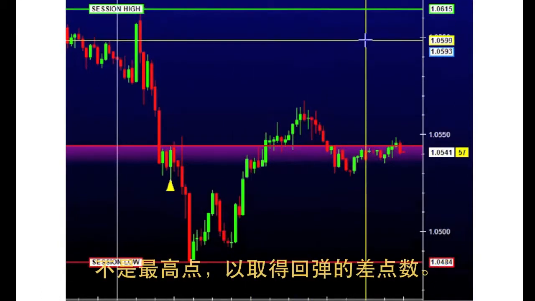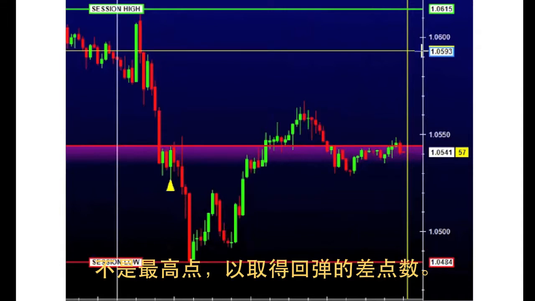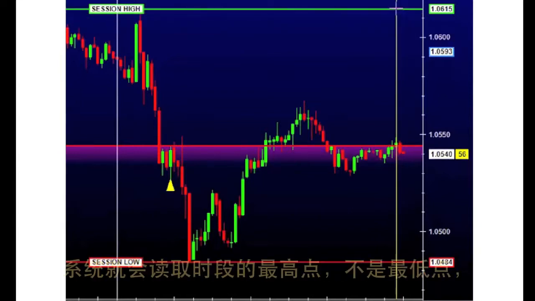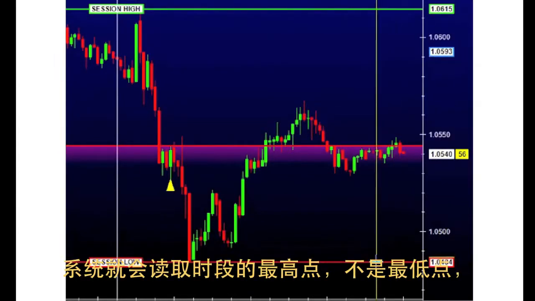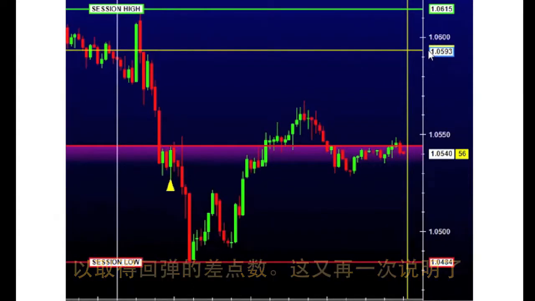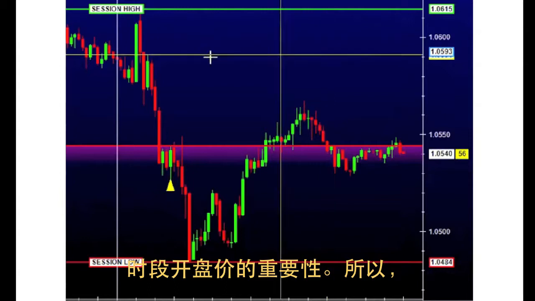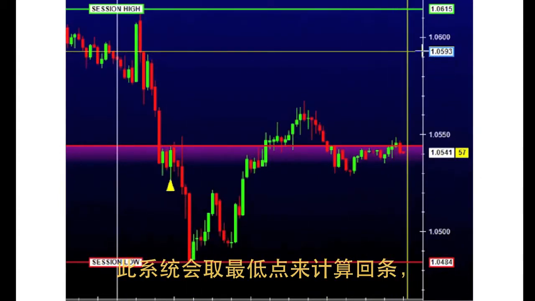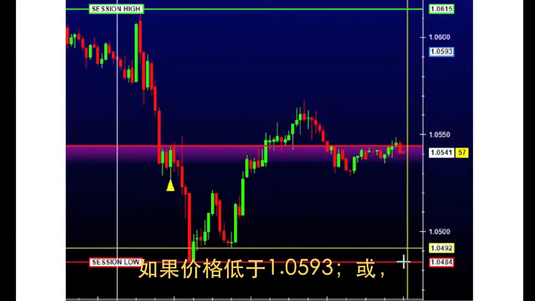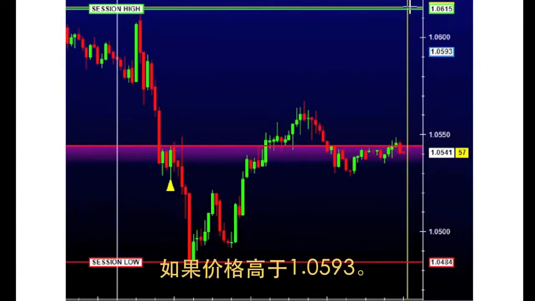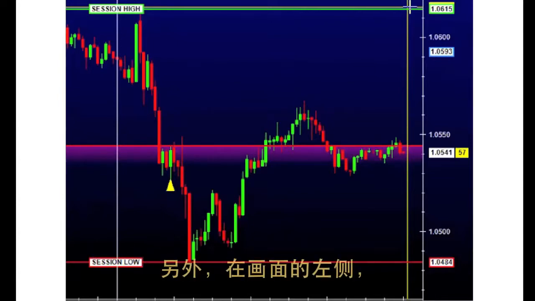So that's the reason why the system will read from the session low and not the session high. If the price were above 105.93, the retracement feature would read from the session high, not the session low. So this is why the session open is a very important feature in this system. It will calculate the retracements for the session from the lowest point if the price happens to be lower than 105.93, as you can see here. If the price were to be above 105.93, it's going to give you the retracement from the session high, as if the trend was up, not down for the session.